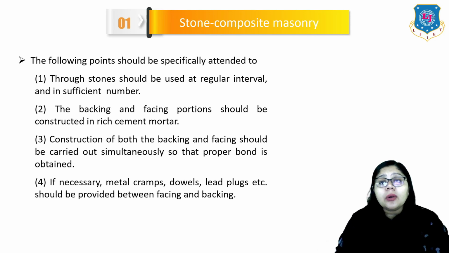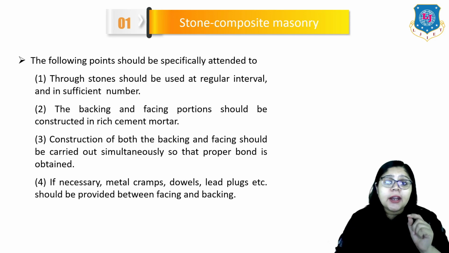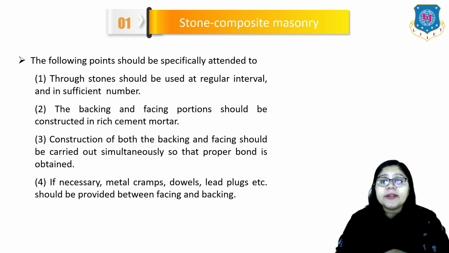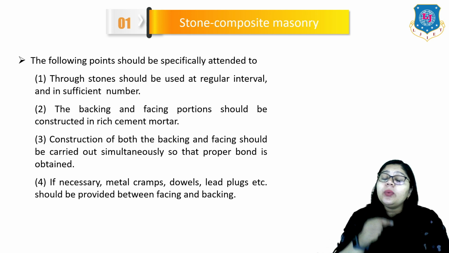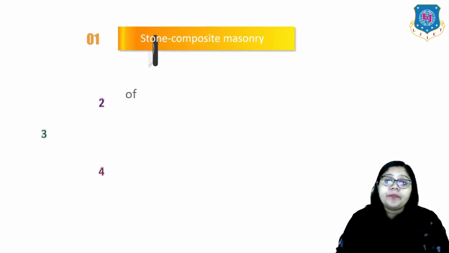Some of the following points should be specifically attained when we talk about stone composite masonry. Through stones should be used at regular intervals and in sufficient number. The backing and the facing portion should be constructed in rich cement mortar. Construction of both the backing and the facing should be carried out simultaneously so that a proper bond is obtained. If necessary, metal clamps, dowels, and lead plugs should be provided between the facing and the backing.